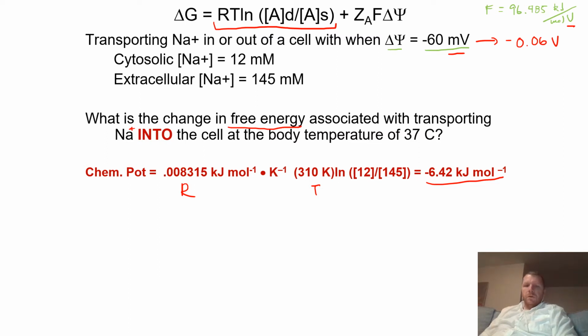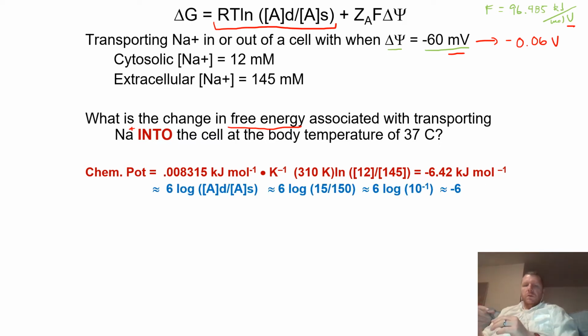Okay, I'm going to erase my doodling so that it's not distracting. So I've got approximately 6 times the log of basically 15 over 150, or 10 to the negative first, which is just a rough estimate. It would show you negative 6. In the event that you didn't have your calculator, you could kind of square things up like this.